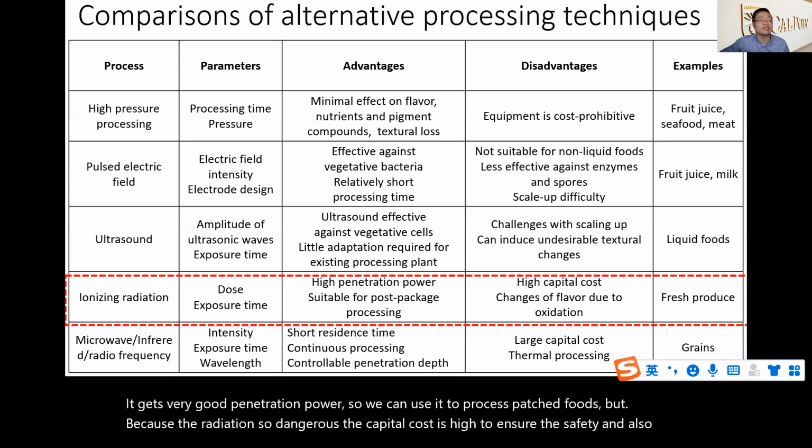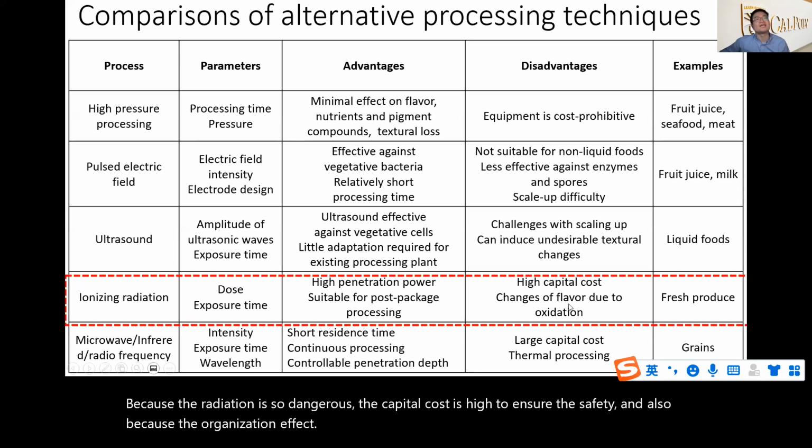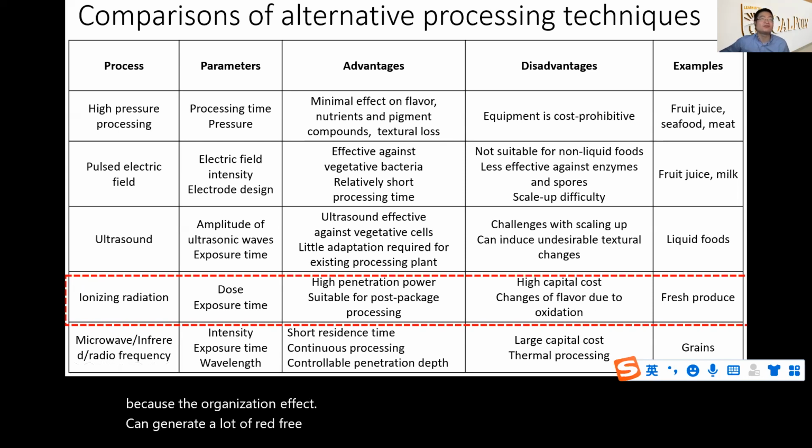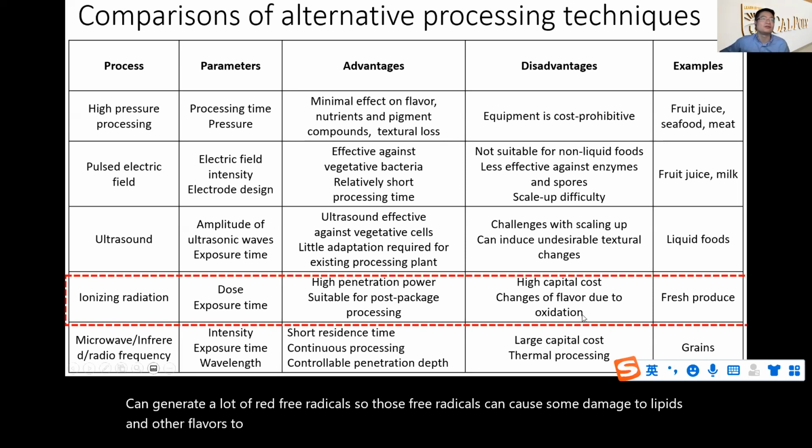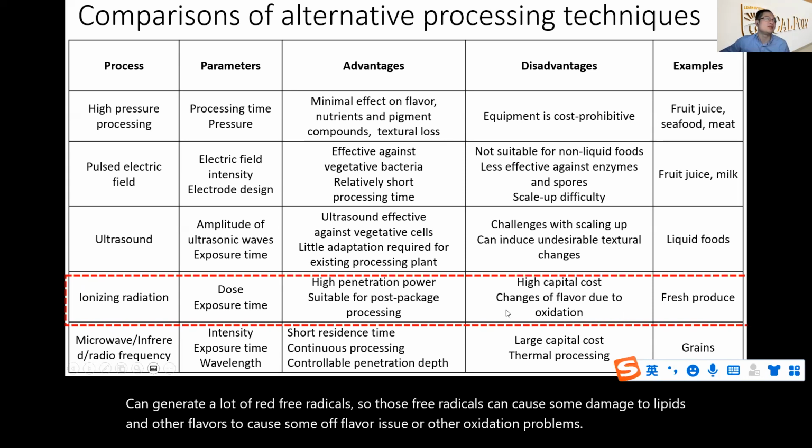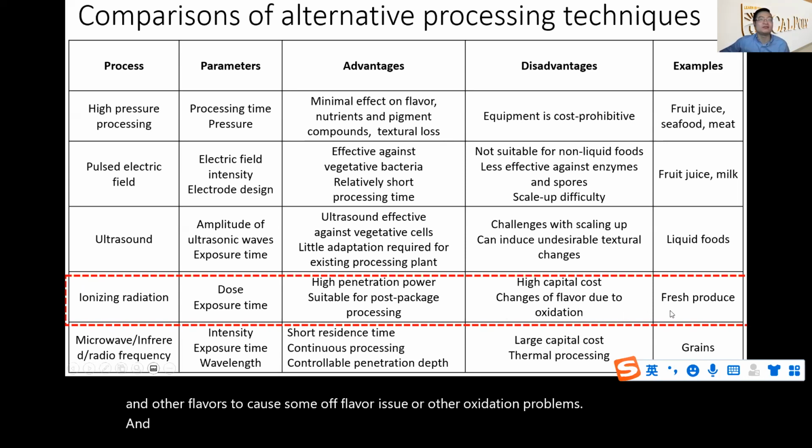the ionization effect can generate a lot of free radicals. Those free radicals can cause some damage to lipids and other flavors, causing off-flavor issues or other oxidation problems. And ionization radiation can be used for a lot of fresh produce like meat, vegetables, and a lot of canned foods.